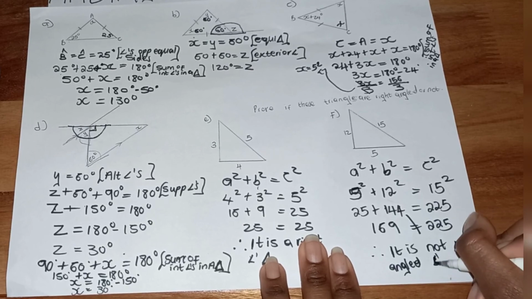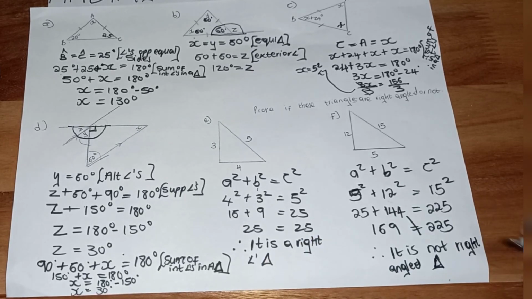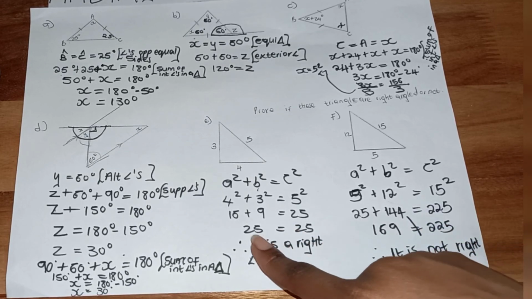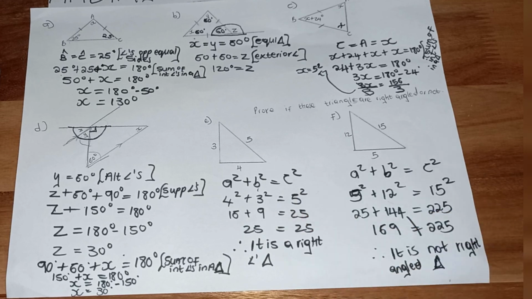If it was a right angled triangle, it would have given you the same answer like here. It gave us 25 and 25.